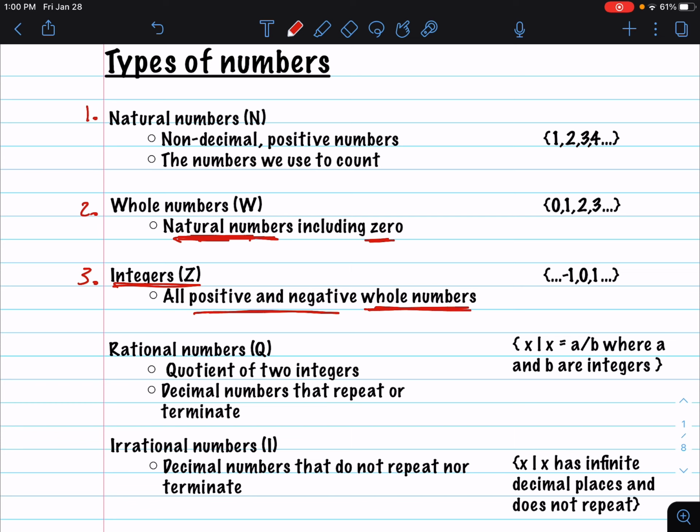We will create the set by starting at negative infinity, counting into -1, 0, 1, and then we continue counting out to infinity. So let's compare some numbers again. We'll choose 1. 1 is a natural number, a whole number, and an integer. And what about 0? We already said 0 is not a natural number. 0 is a whole number. And because 0 is a whole number, it's also an integer.